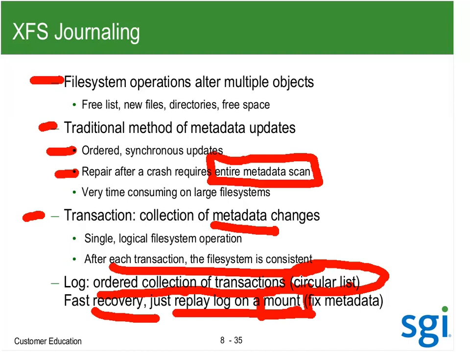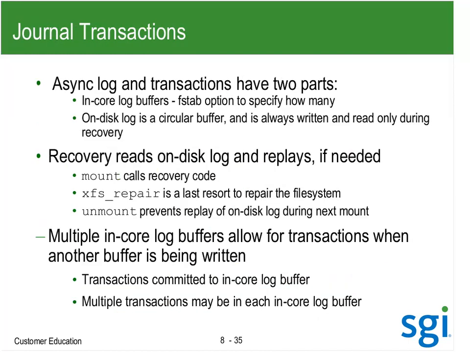The mount is what actually does the repairing. So this is what I was trying to point Jeff to. When I do have XFS log waits and things like that, for the in-core log buffers, there's an fstab option to specify how many, and it's 2 by default, and I think the maximum I can go to is 8. I've not tried it past that. And that can reduce contention on the memory, and then also the disk drive.